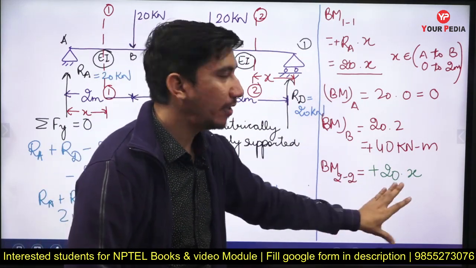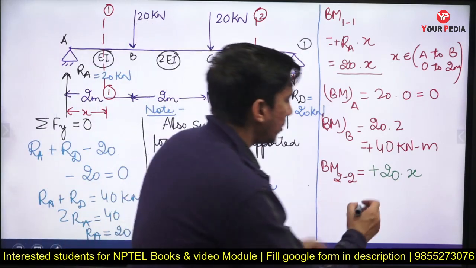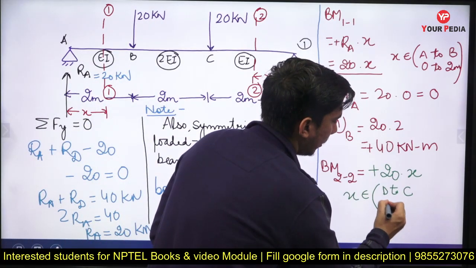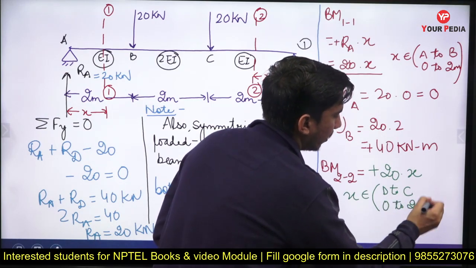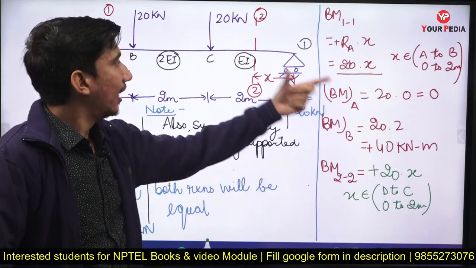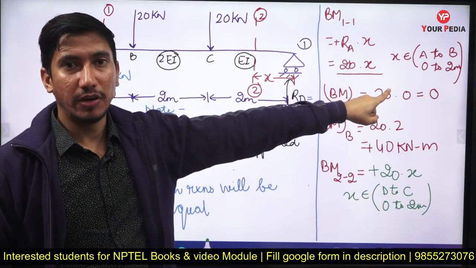This is my bending moment equation for this particular section. This is valid when x belongs to D to C, or 0 to 2 meter. In this particular span, this equation will be valid.